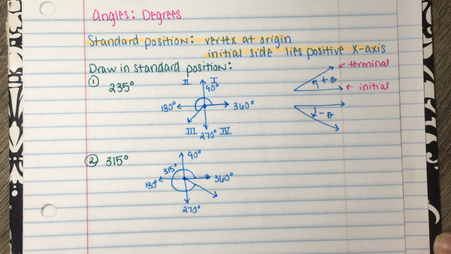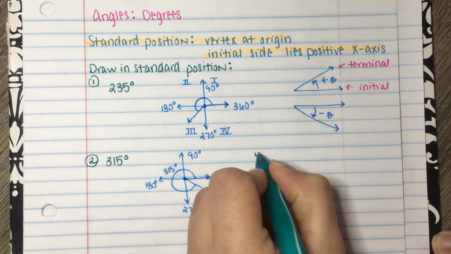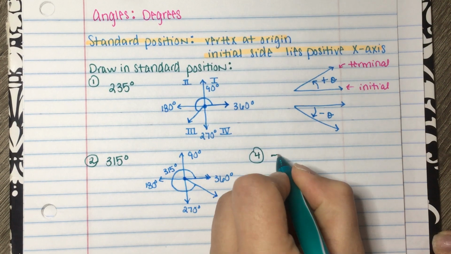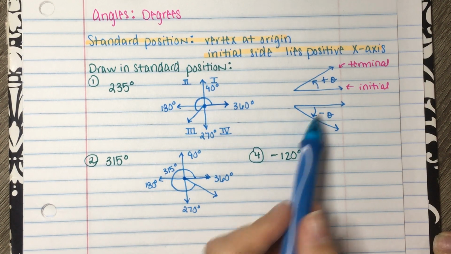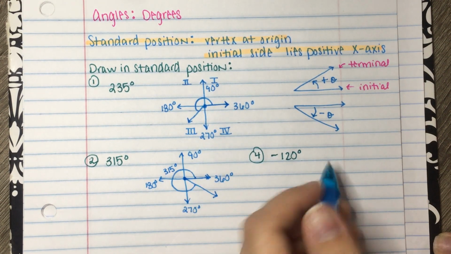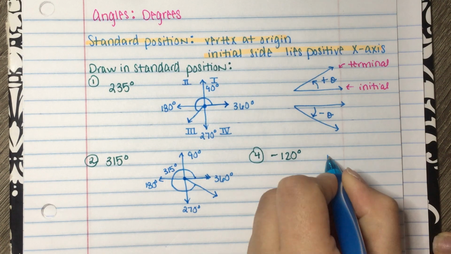All right, moving on, we're just going to do one more together, and that's going to be negative 120 degrees. Now we can see, from my little pictures here, that the negative angle opens downwards to quadrant 4.